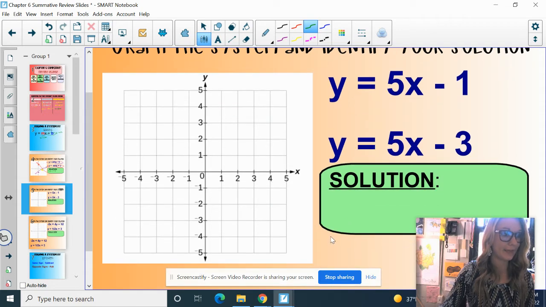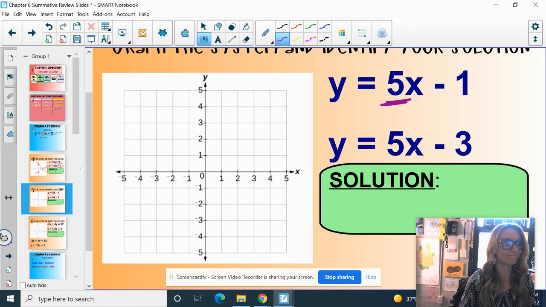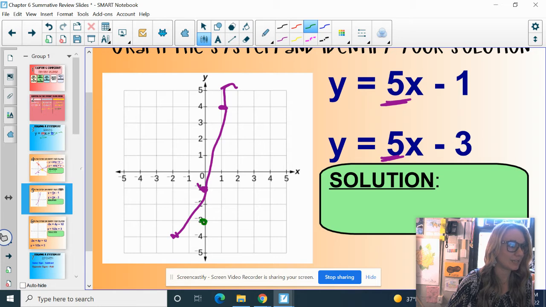Okay, let's give this another try. Here I am. Now, when I look at this system, ask yourself, what is the same about this? If you have the same slopes, 5x and 5x, those lines are going to be parallel. If I graph this first one, -1 up 5/1, it would look like that. My second line, starting at -3, up 5/1.